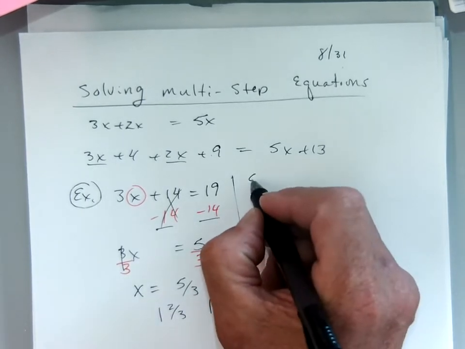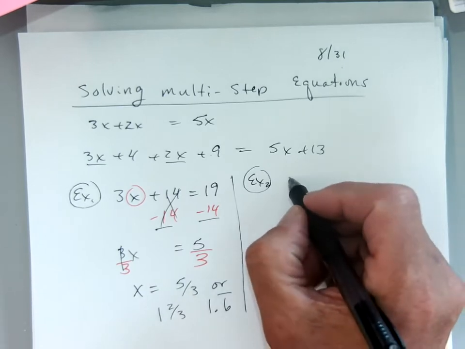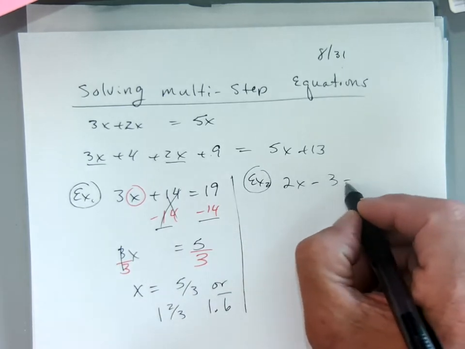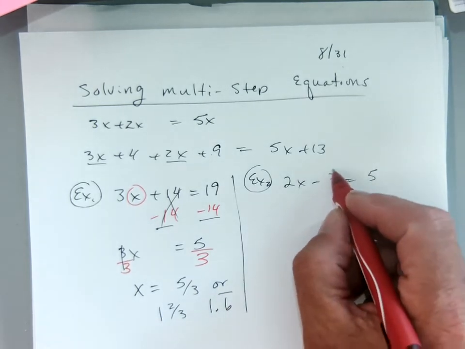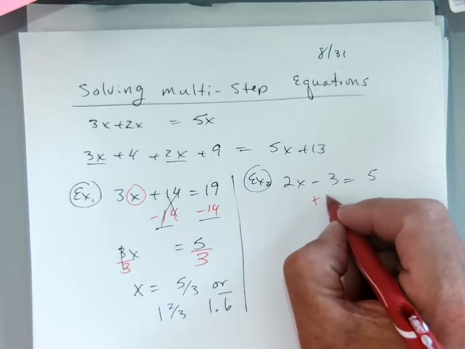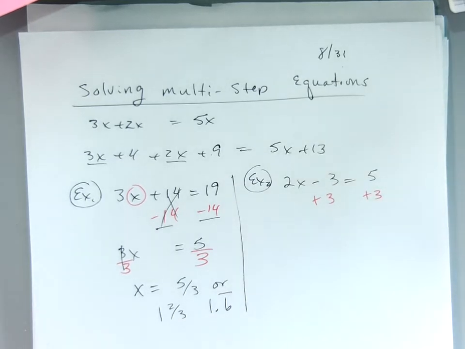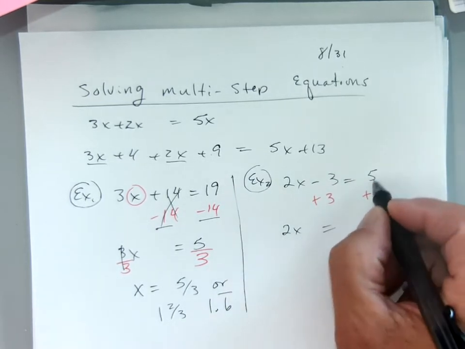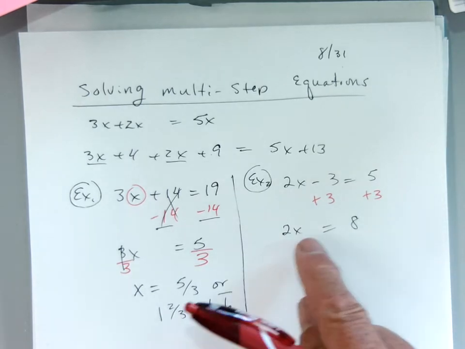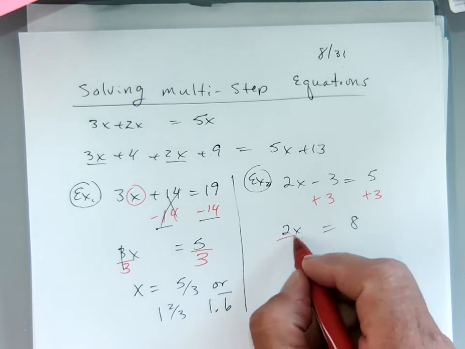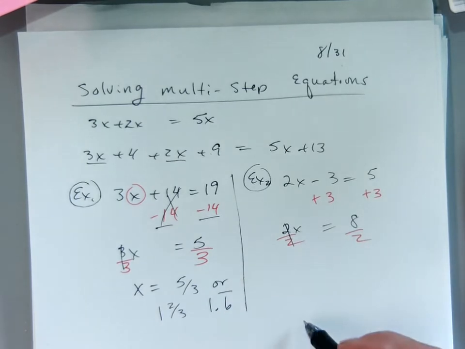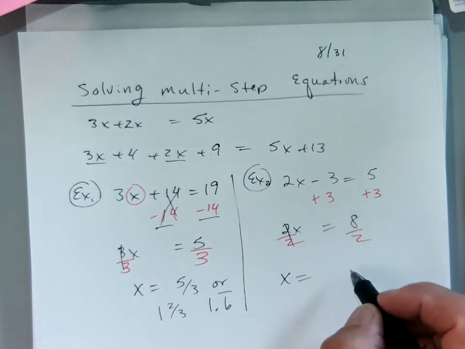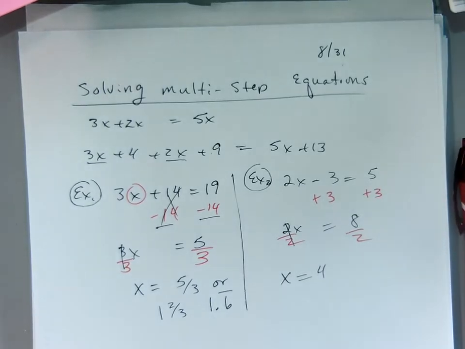Okay, example 2. We're going to have a 2x minus 3 equals 5. Now, I had you guys do this one in class on your own, and I had you show me the fingers, but we'll go back through it. So again, get rid of the 3. I'm going to go plus 3, plus 3. I'll have 2x equals 8. Then I will divide by 2, because 2x means 2 times x. If I divide by 2, the 2's cancel. I have x is equal to what? 8 divided by 2 is 4. Okay. All right.